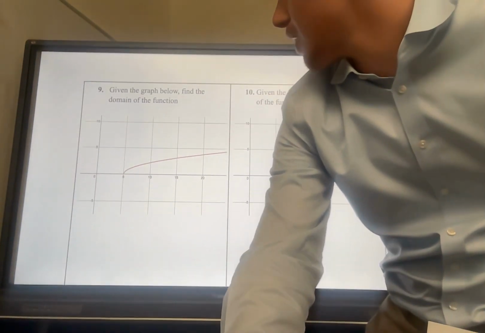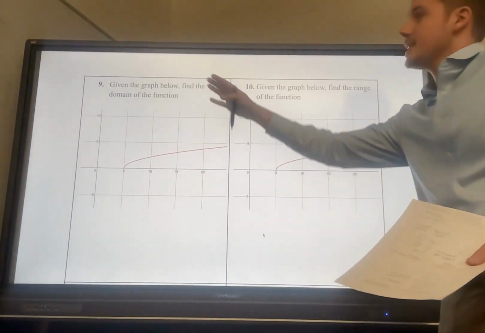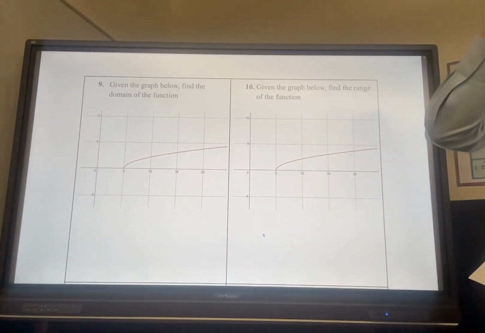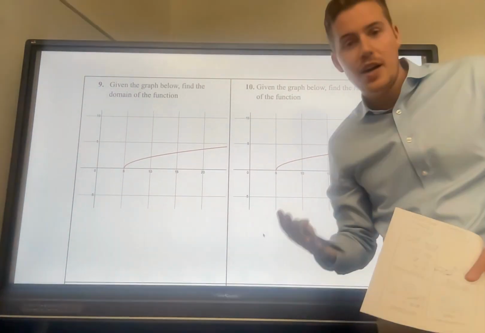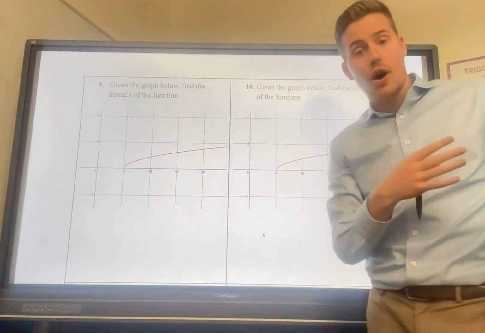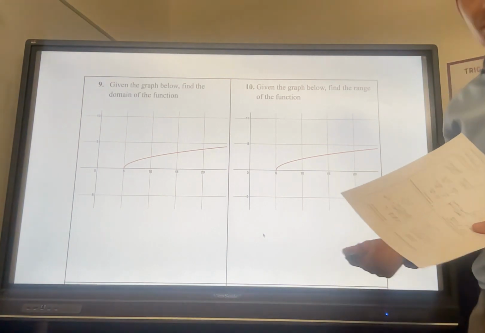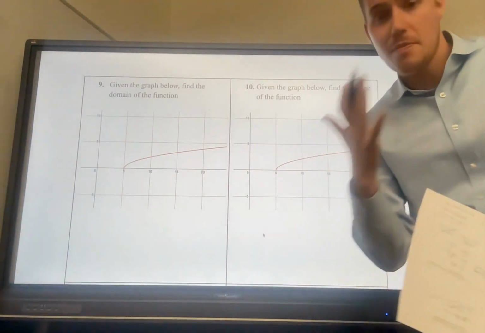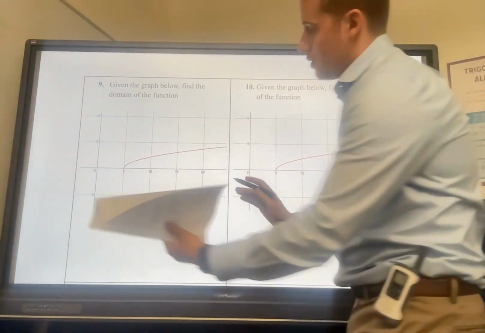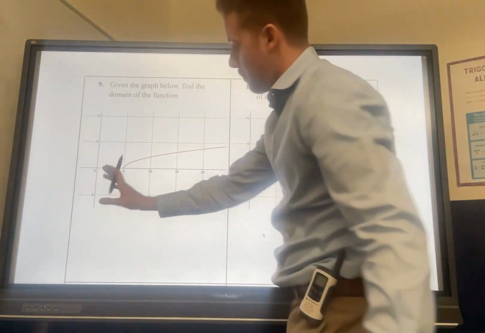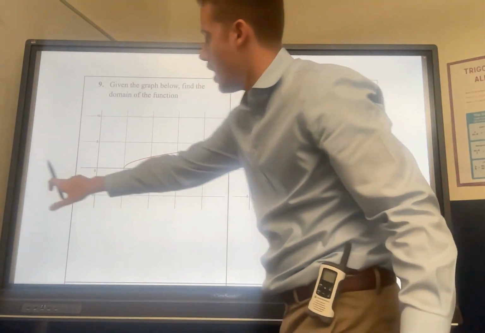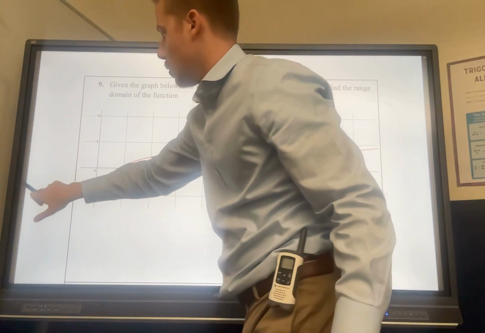All right, question number 9, much shorter. Question 9 says, given the graph below, find the domain of the function. So remember, y'all, the domain of our function, those are our x values going from left to right. And so in the case of number 9, if I'm thinking about my domain being from left to right, well, starting on the left-hand side here, the leftmost value of my function looks like it's at 5.